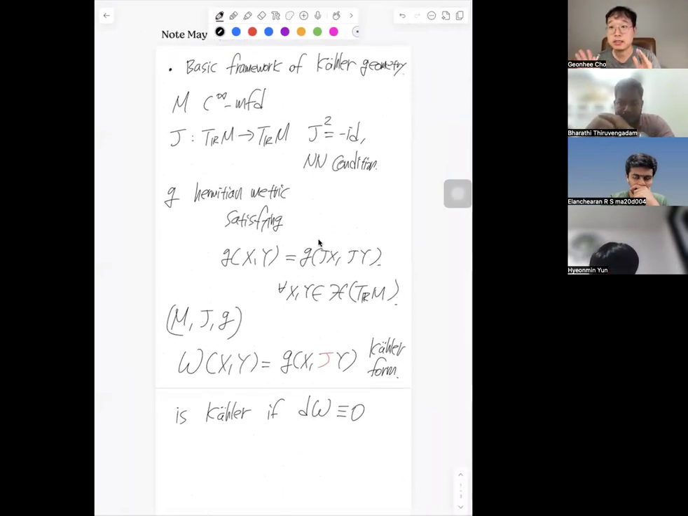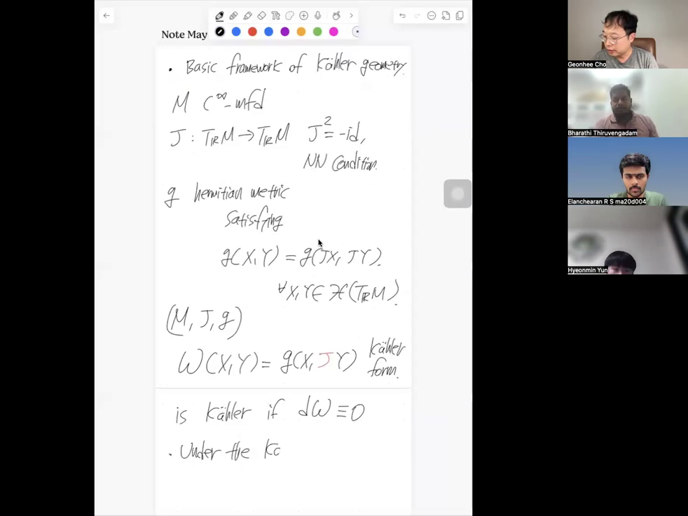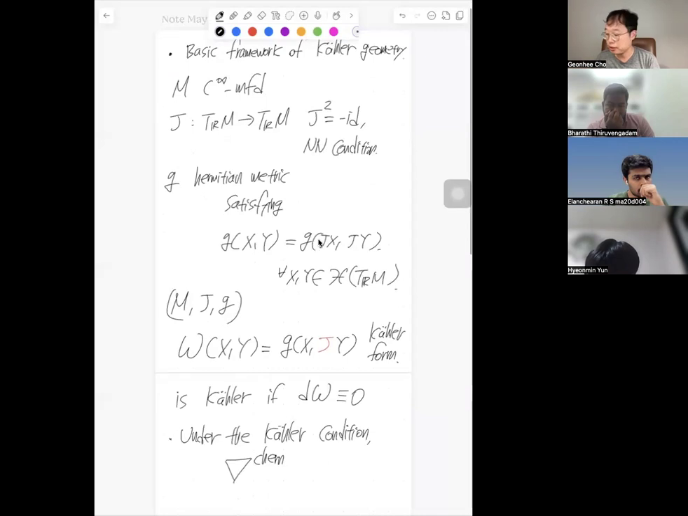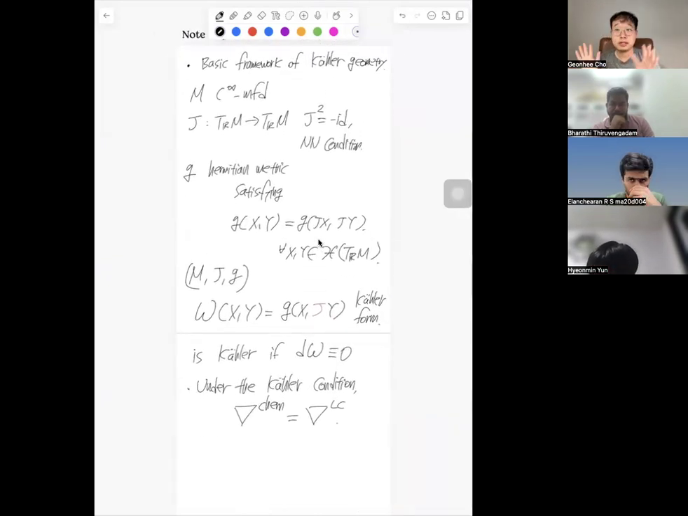So this is just a basic framework. Of course, this is very important. And under the Kähler condition, I also want to make sure that this guarantees that the Chern connection, which is the unique connection that is compatible with the complex structure, coincides with the Levi-Civita connection. So if you already know Riemannian geometry, then you can just proceed with the same calculation on the complexified tangent bundle or holomorphic tangent bundle. It's just the same. So yeah, those are just the basics.